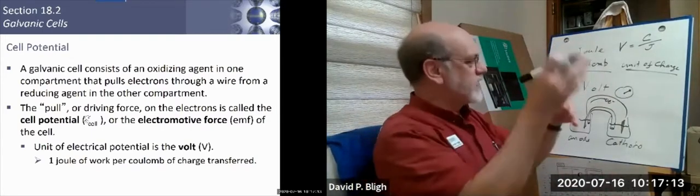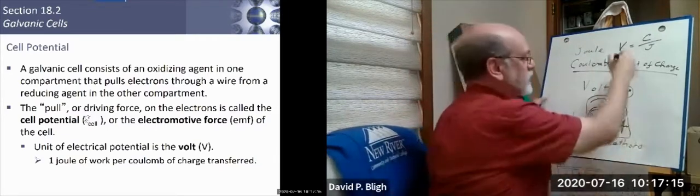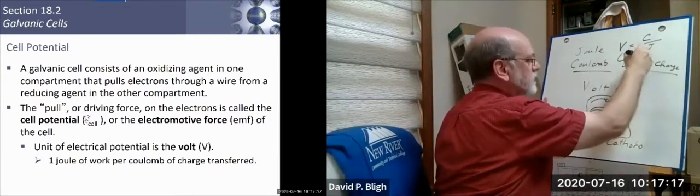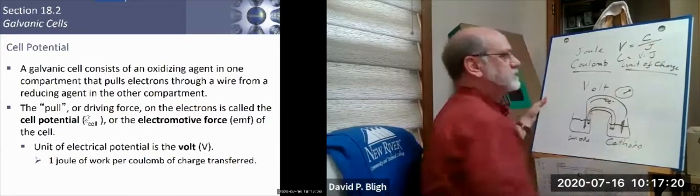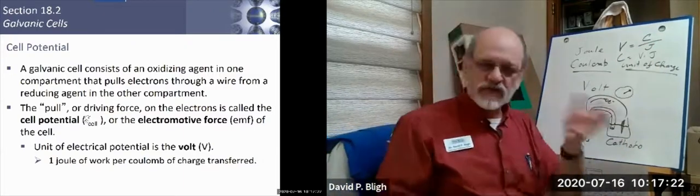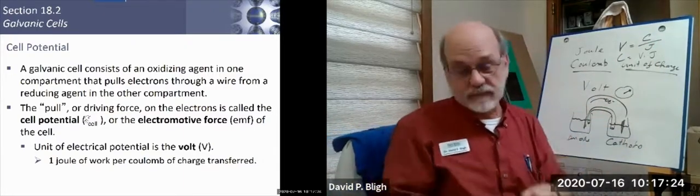And you can rearrange that for however you want. So that would mean a coulomb would actually be volt joules. So you get your conversion factors there if you need them.